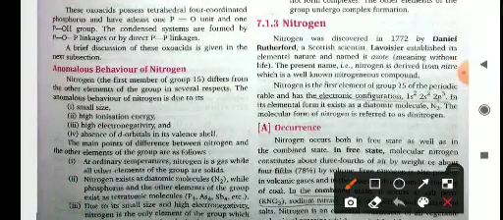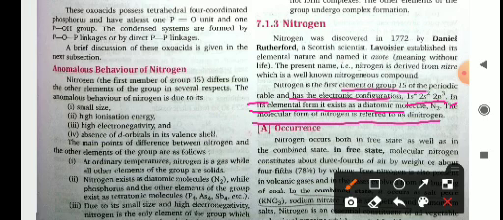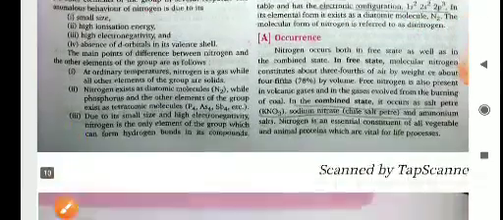So nitrogen is the first element of group 15 of the periodic table and has the electronic configuration of 1s2, 2s2, 2p3. In its elemental form, it exists as a diatomic molecule N2, and the molecular form of nitrogen is referred to as dinitrogen. Okay, now come to the occurrence.